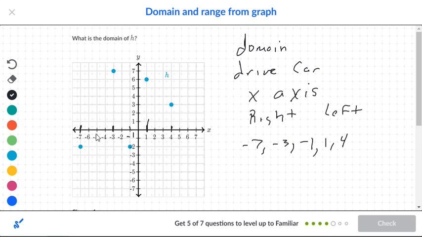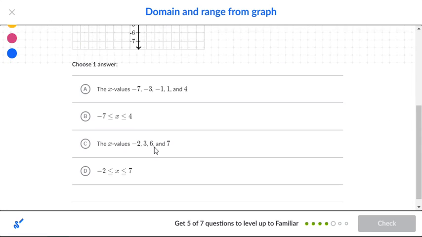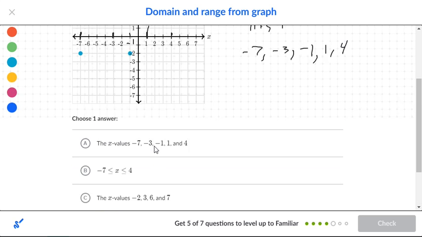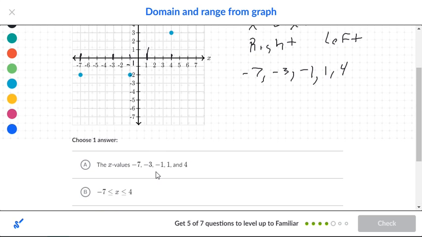So if we go down the x-axis, we see a negative 7, there's a point. Negative 3, there's a point above it. Negative 1, there's a point below it. At positive 1, there's a point above it. And at positive 4, there's a point above it. So those should be my values for x. So we're looking for negative 7, negative 3, negative 1, 1, and 4.